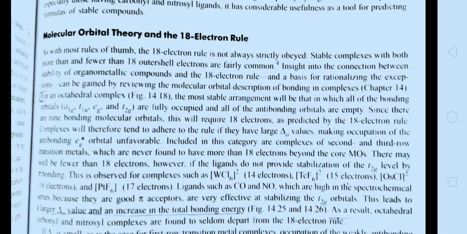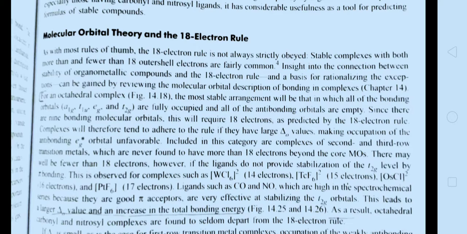The complexes included in this category are complexes of second and third row transition metals, which are never found to have more than 18 electrons beyond the core of molecular orbitals. There may be fewer than 18 electrons. However, the ligands do not provide stabilization of the T2g level by sigma bonding or pi bonding.